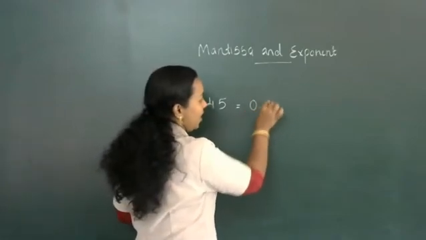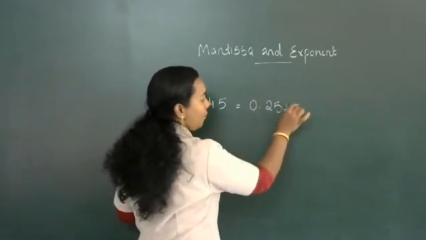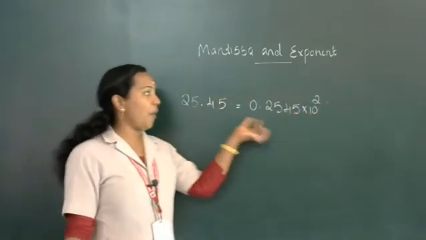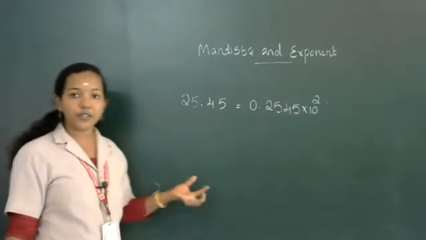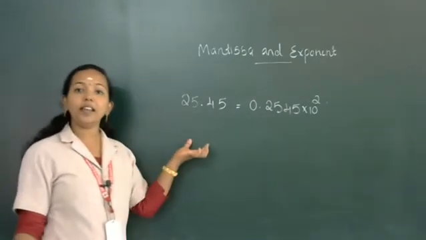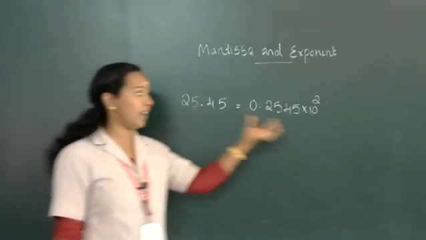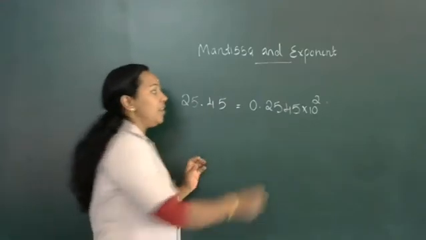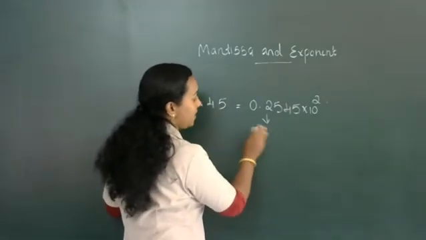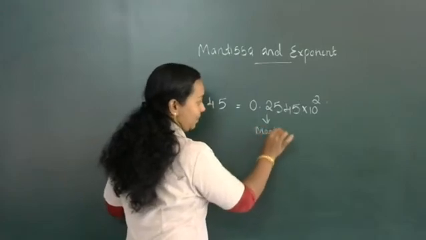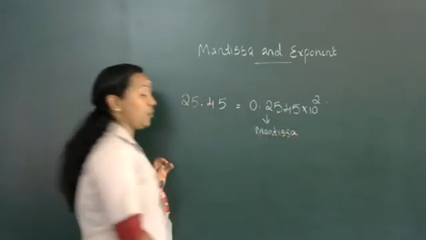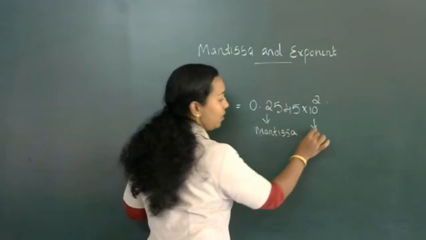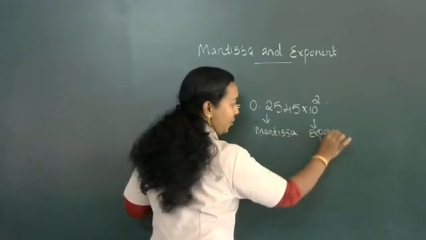So we can write it like this: 0.2545 into 10 raised to 2. Both these numbers are equal. This is the fractional representation and this is the exponent and mantissa representation. Here 0.2545 is known as the mantissa part and 10 raised to 2 is known as the exponent.